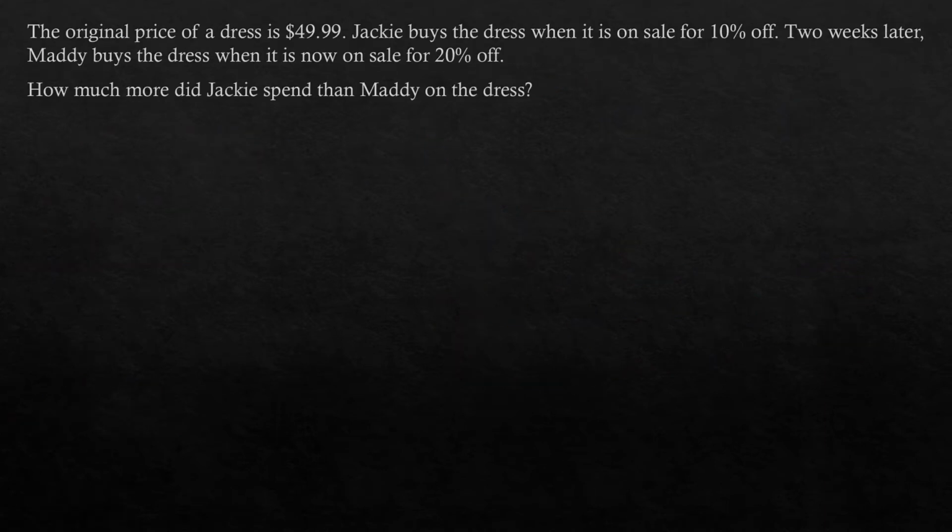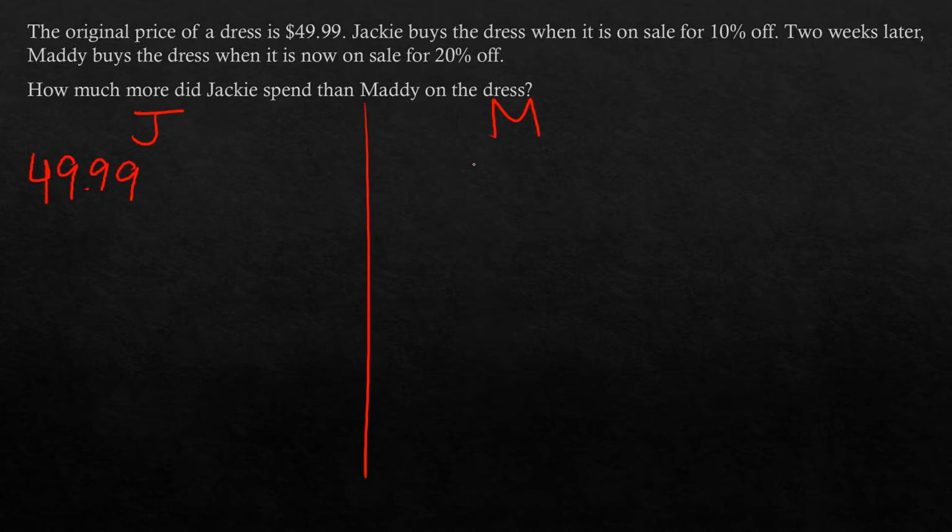Alrighty, the original price of a dress is $49.99. Jackie buys the dress when it is on sale for 10% off. 2 weeks later, Maddie buys the dress when it is on sale for $20. How much more did Jackie spend than Maddie on this dress? So here what we need to do is figure out how much did Jackie spend versus how much Maddie spent. So the dress was $49.99 for both of the girls.